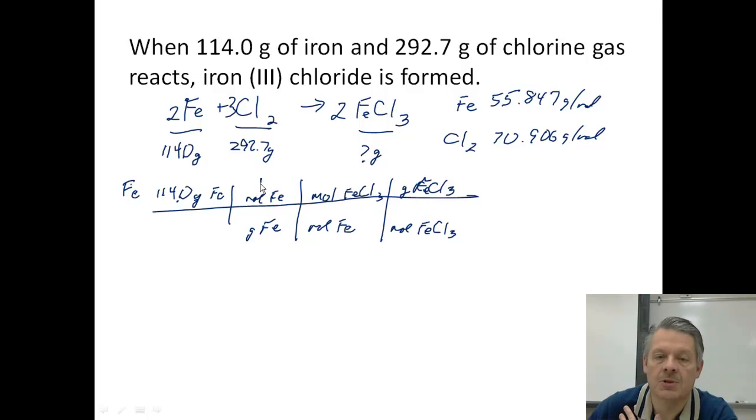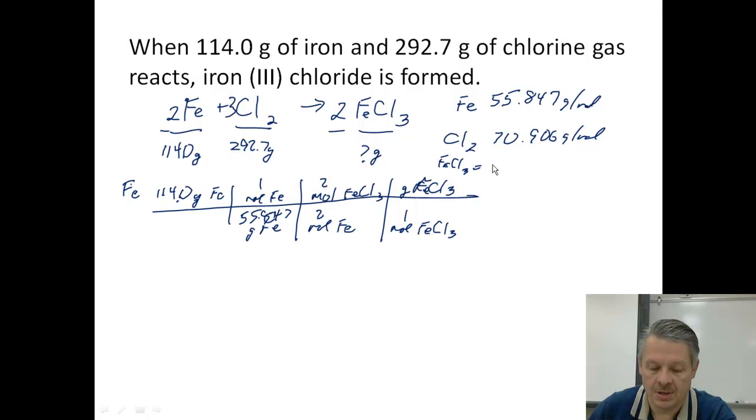Alright, so let's put in some conversion factors. We know that 1 mole of Fe weighs 55.847 grams. And we know that when we look at our coefficients, we have 2 moles of Fe to 2 moles of FeCl3. So those are going to cancel. And every mole of FeCl3, we have to figure out how much that weighs. FeCl3, if we do the math for that, weighs 162.206 grams per mole. That's the number that goes here, 162.206. Right, when we work that out, we get a total of 331.1 grams of FeCl3.